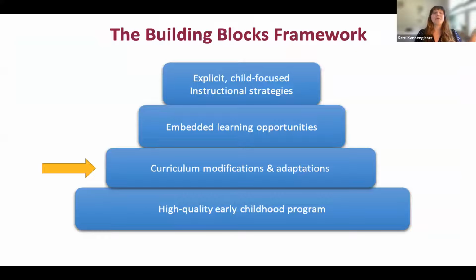So here's that framework again. So focusing on curriculum modifications and adaptations, that's that second block in our framework. And these are changes to the ongoing classroom activities or materials that really facilitate or maximize the child's participation in the planned activities and routines.